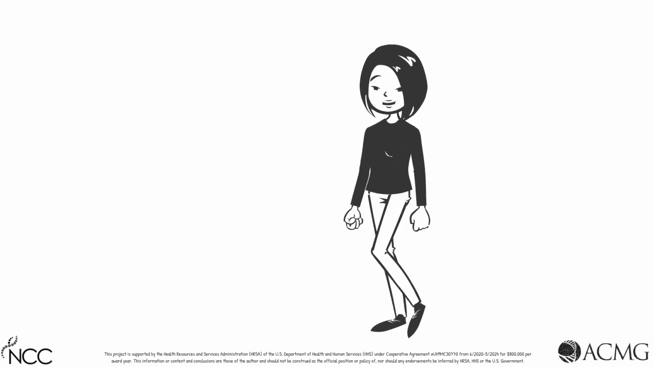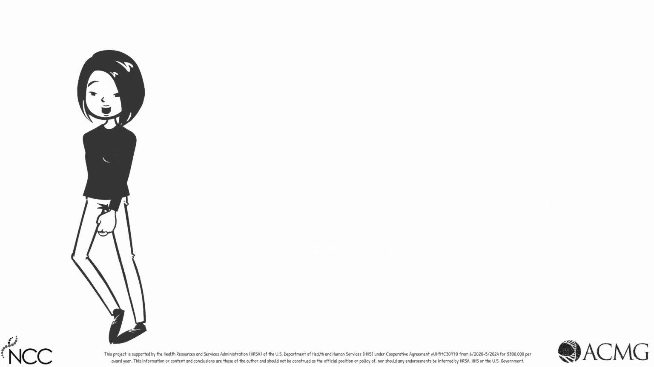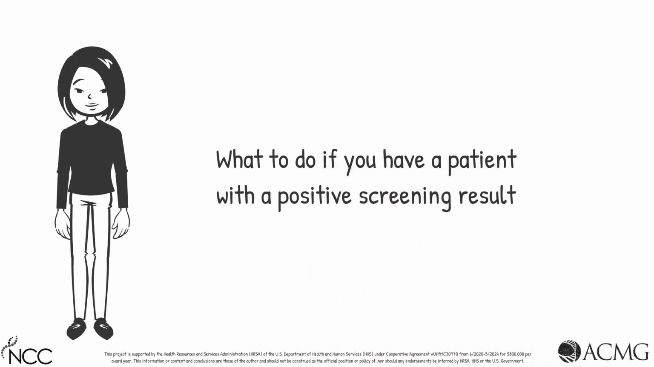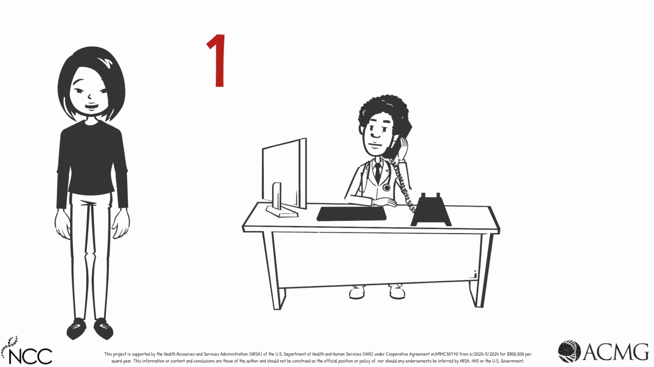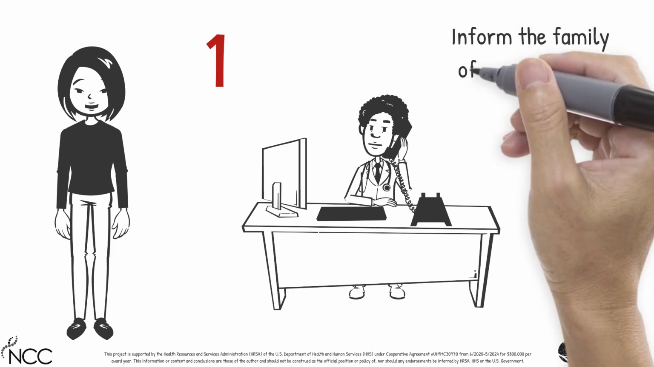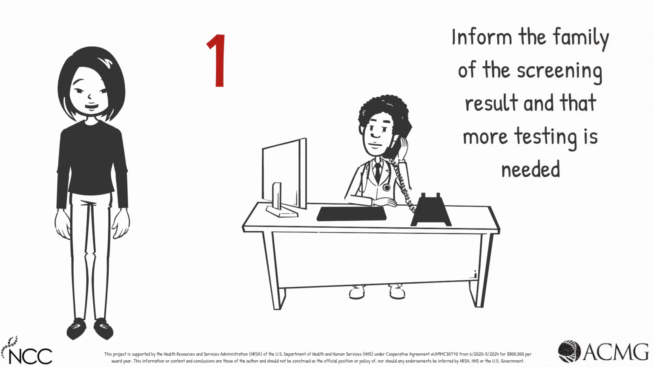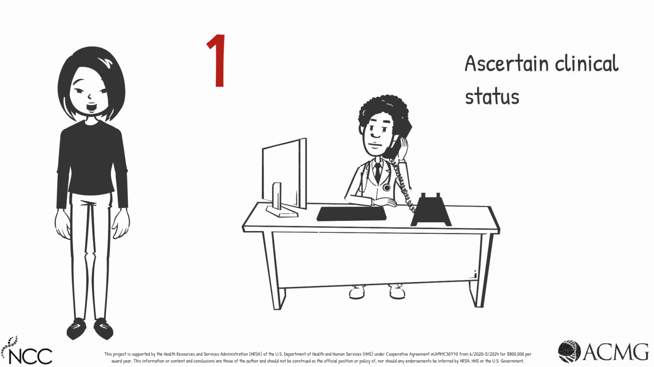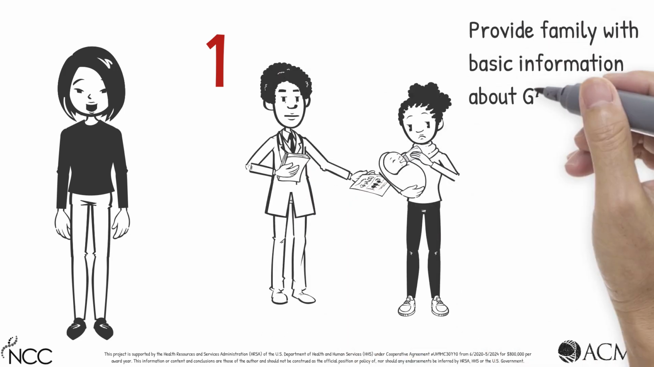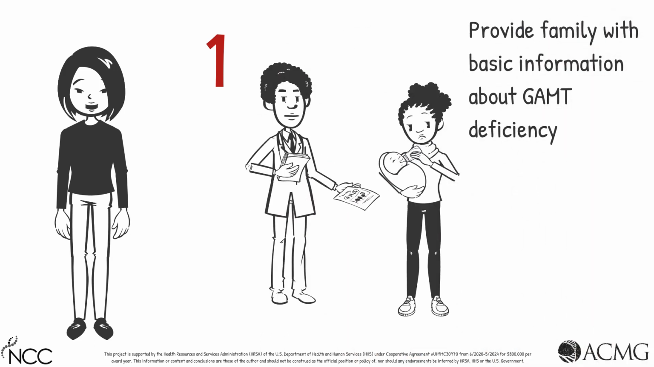Now that you have an understanding of what GAMT deficiency is, let's talk about what to do if you have a patient screen positive for GAMT deficiency during newborn screening. You will need to take the following actions. First, contact the family and do the following. Inform them of the newborn screening result and that more testing is needed to determine if their child does or does not have the disease. Ascertain the clinical status. No clinical signs are expected in the neonatal period. Provide the family with basic information about GAMT deficiency.